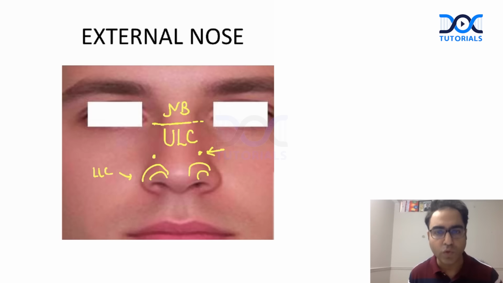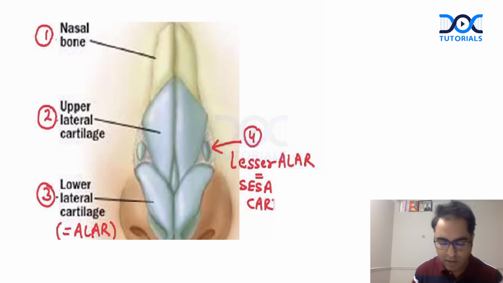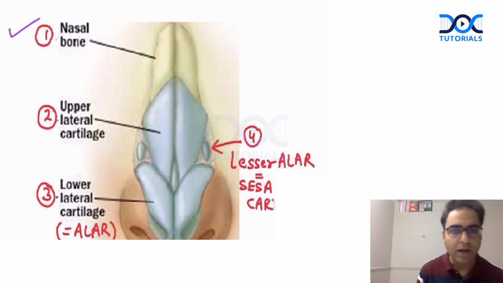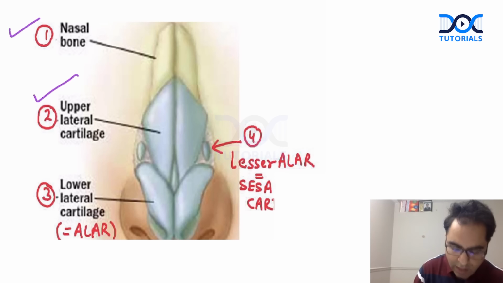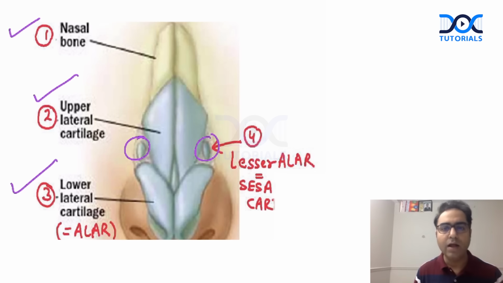This is also a multiple choice question of the anatomy. So this is the design of the external nose. You can see very clearly, number one is the nasal bone, and only the upper one third part. The lower two thirds is cartilage: upper lateral cartilage, and lower lateral cartilage, also called alar cartilage. And number four, these ones are the lesser alar or sesamoid cartilages.